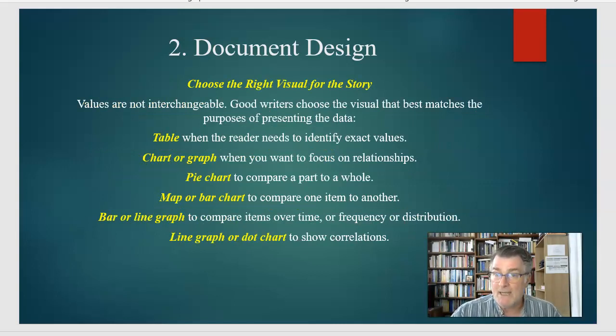So if you start writing and realize that some of the passages can be visually represented, that's when you start thinking about, okay, do I use a table? Do I use a chart or graph? Or maybe a pie chart, a bar graph, a line graph, a dot chart, whatever it may be. It depends on what you want to do. A table is good for identifying exact values. A chart or graph is good for showing relationships. A pie chart is comparing a part to a whole. A map or bar chart is comparing one item to another. Line graph showing items over time, frequency, distribution.